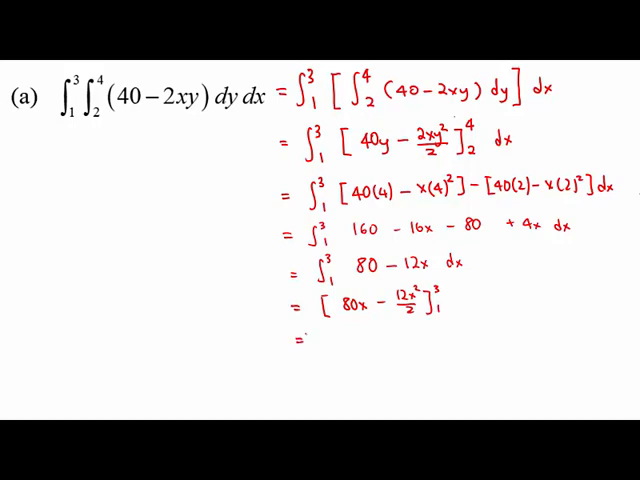Again, we are ready to substitute x equals 3 inside. Simplifying 12 divided by 2 to give me 6 and 3 squared. Now we are ready to substitute x equals 1 inside. So 6 into 1 squared. Now you are ready to take your calculator to evaluate these numbers, and you should be able to get 112 cubic units.